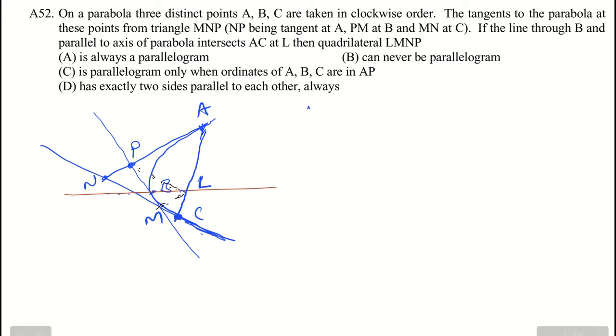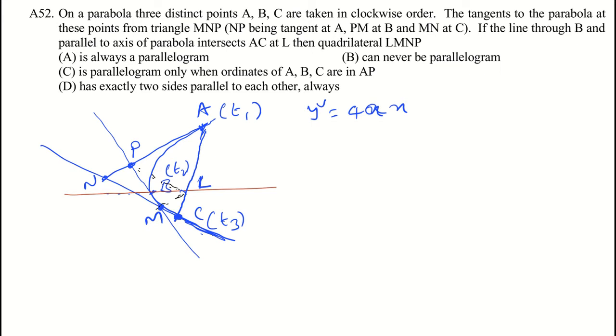If I take the parabola in the standard form, y square is equal to 4ax, and the points A, B, C as t1, t2 and t3. Now, you know how to write the points of intersection of the tangents at t1 and t2. So, you'll get the coordinates of P, N and M.